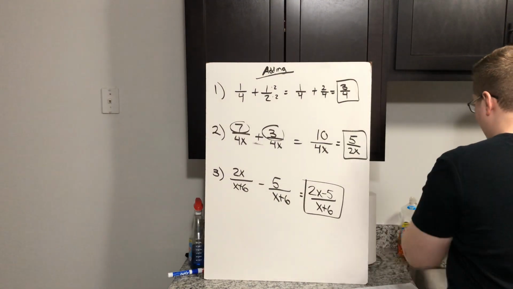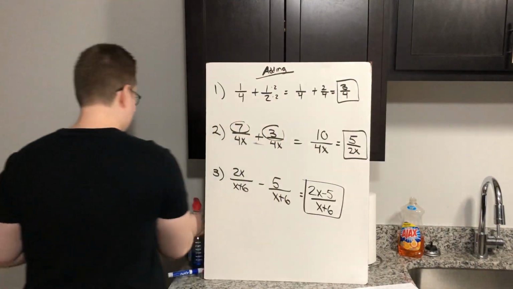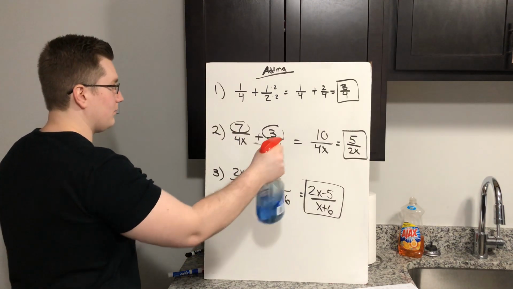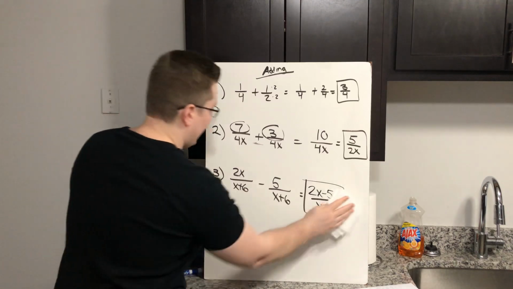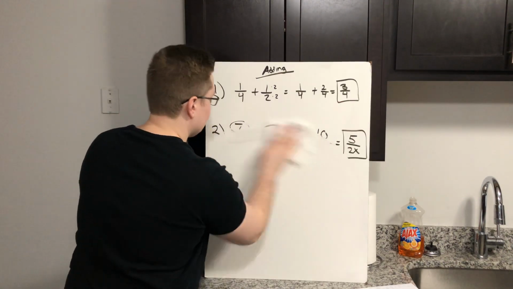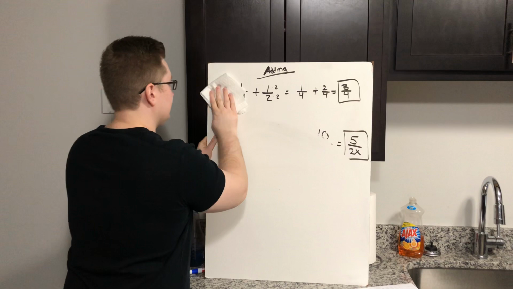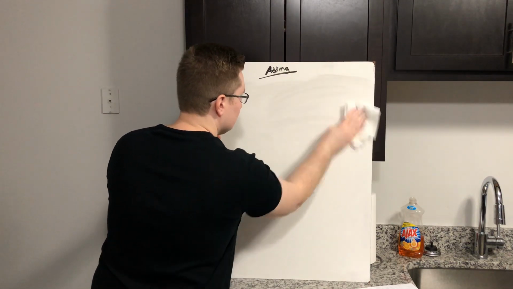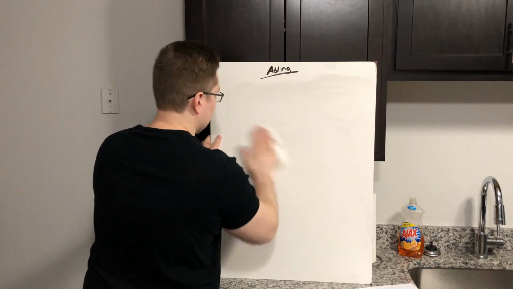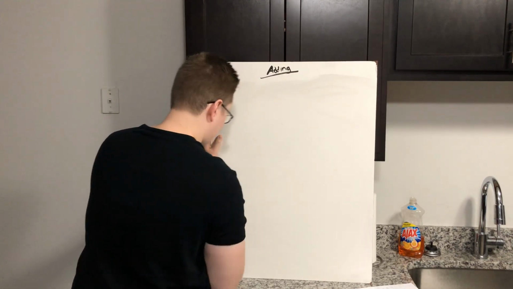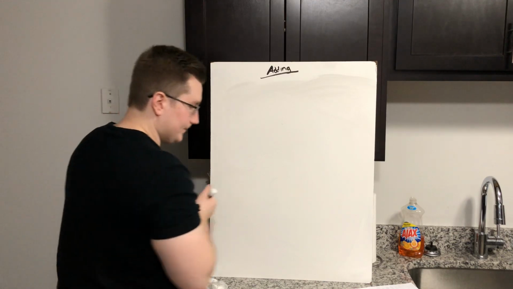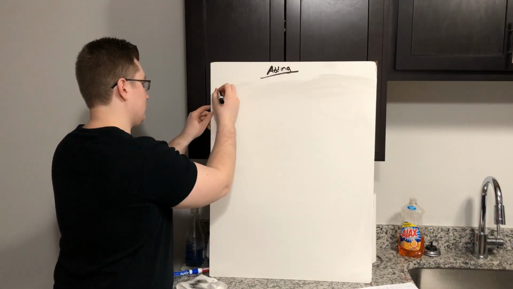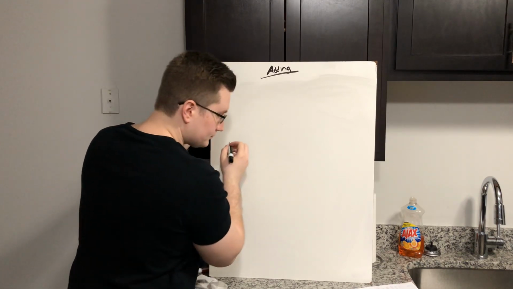So now we're actually going to be looking at kind of what we did yesterday with simplifying. But now we're going to combine with adding and subtracting. So now our fourth example, and we're still adding here.